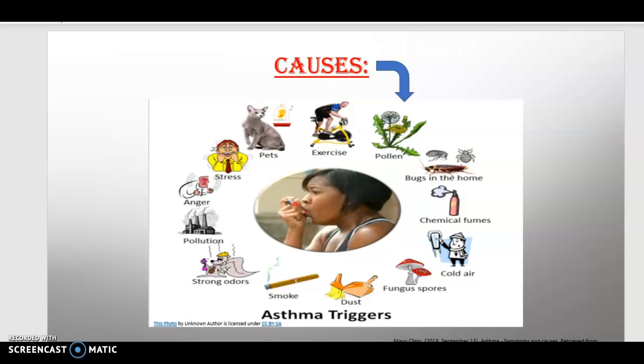As you can see, the bugs in the home, like I mentioned, the cockroach waste, how disgusting. Cold air, stress, pet dander, exercise, strong odors. These are just a few of the triggers that you may be exposed to. Also, food and beverages like shrimp, dried fruit, potatoes, beer, and wine. Also, gastroesophageal reflux disease can be a trigger for asthma.